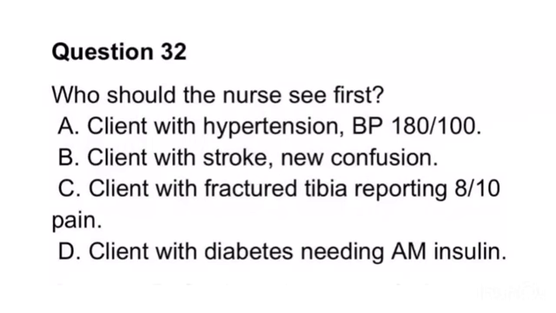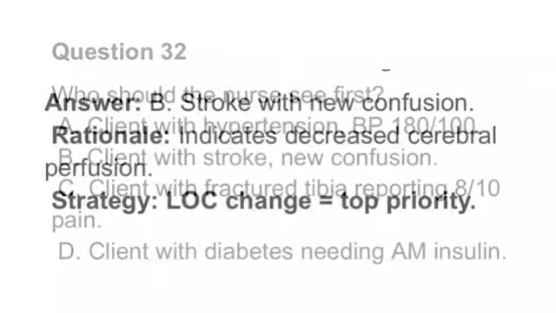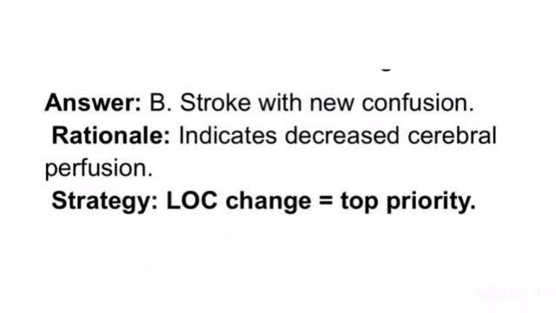Question 32. Who should the nurse see first? A. Client with hypertension, BP 180/100. B. Client with stroke, new confusion. C. Client with fractured tibia reporting 8/10 pain. D. Client with diabetes needing AM insulin. Answer: B. Stroke with new confusion. Rationale: indicates decreased cerebral perfusion. Strategy: LOC change equals top priority.